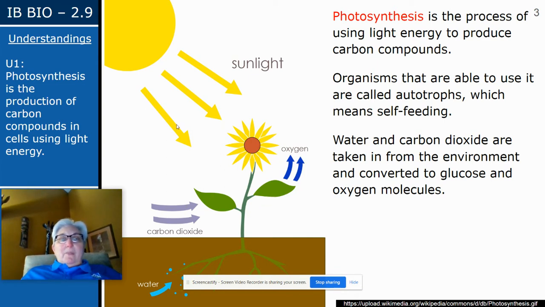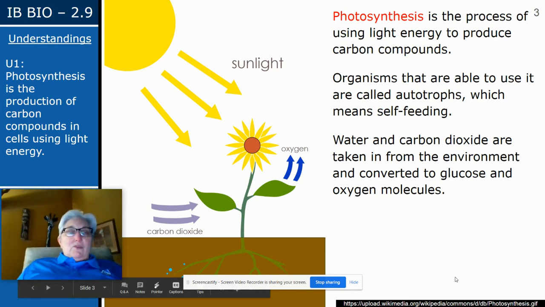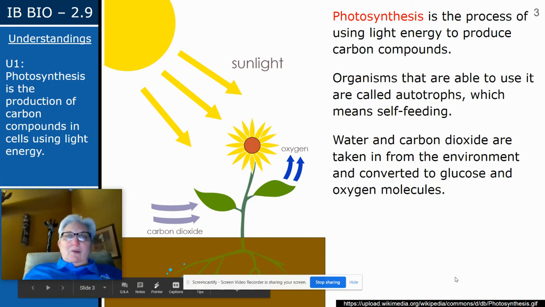I always say, always follow the arrows, even with complex diagrams that IB might give you. If you follow the arrows, you'll almost always get the answer, right? Here we see carbon dioxide coming in. We see oxygen going out. We see sunlight coming in, water coming in. So follow the arrows and you really can't go wrong.